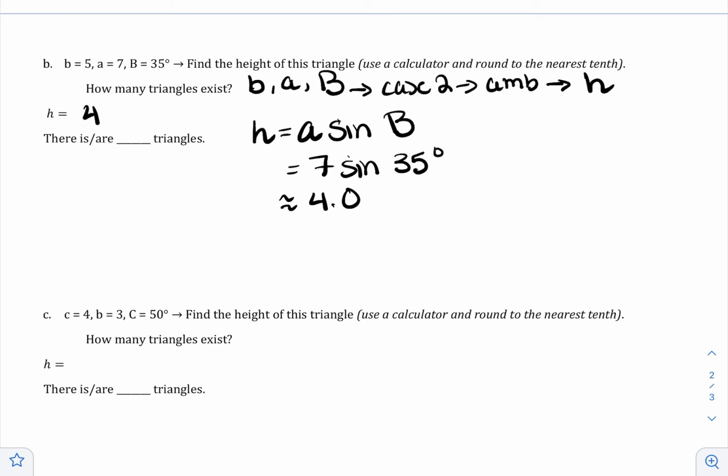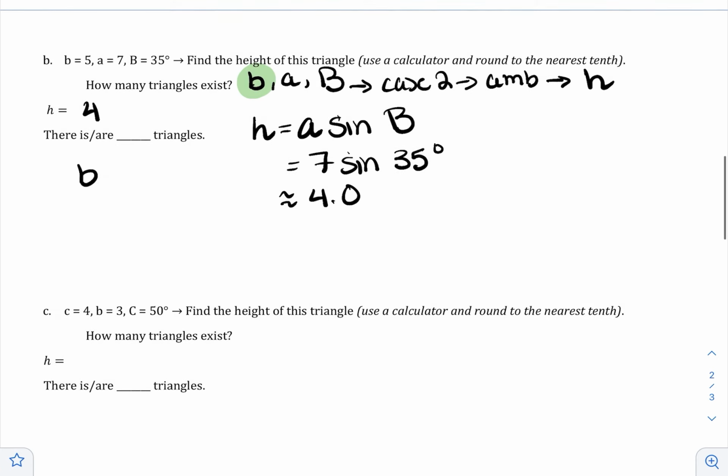And then I compare it to the letter I haven't used yet, which is letter B. B, which is 5. So B is definitely greater than H, because 5 is greater than 4. But B is less than A because B is less than 7. So when you swing the arm, it's going to hit the bottom 2 times. It's going to hit it to the right of the height and to the left of the height. So you're going to have 2 triangles.